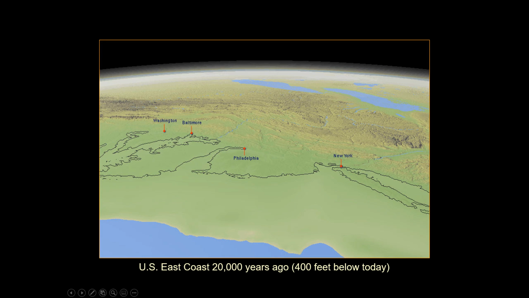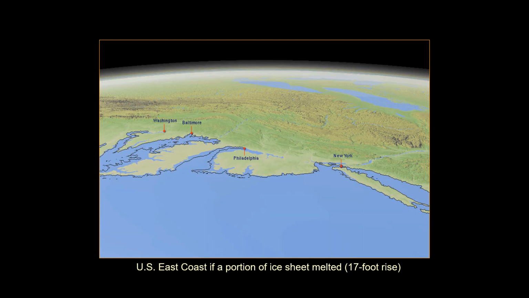New York City would have been pretty far inland. Philadelphia would have been pretty far inland. Same with Baltimore. So this is if sea levels were 400 feet lower than they are today. And if we had a 17-foot rise, that would be pretty devastating to the East Coast. Some of New York, Long Island would disappear. Manhattan would be affected. Philadelphia would be partly submerged. Baltimore partly submerged. New York City partly submerged.